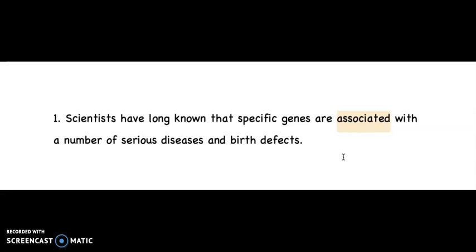What is the cause? Is the cause specific genes, or is the cause the serious diseases and the birth defects? Well, we know that first the person must have the specific genes, and then when they have those genes, they get the serious diseases or the birth defects. So the specific genes are the cause, and the serious diseases and birth defects are the effect. Another example.